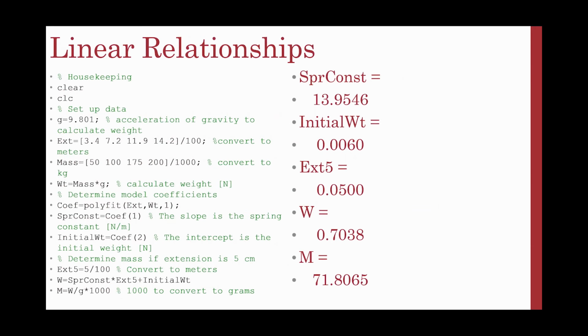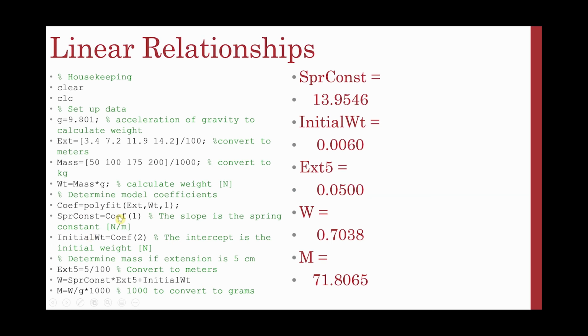So for linear relationships, what would we do? In this example, I have some springs, with some initial data: our extension, our mass, and weight, which is equal to mass times gravity. We're trying to find a polyfit between our extension and our weight, and the 1 is because it's a linear relationship. We are always using 1 in this course.